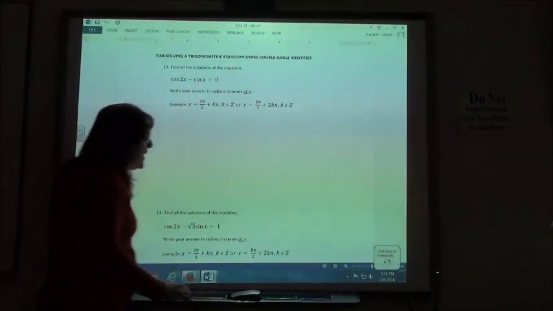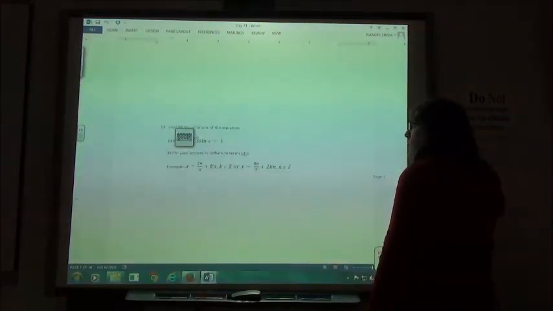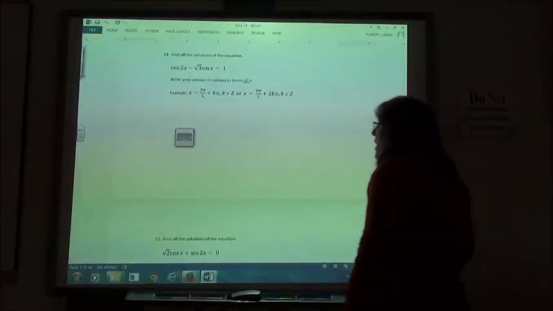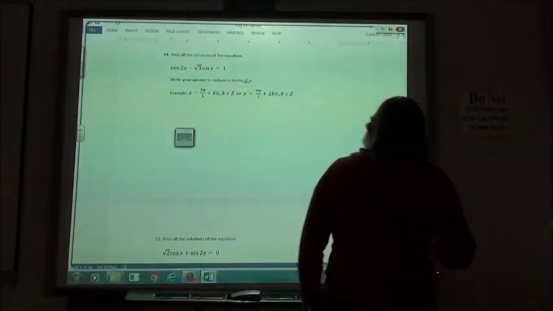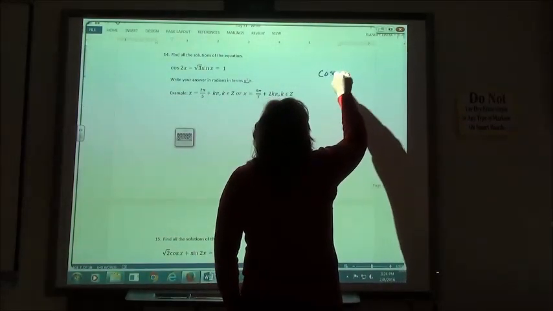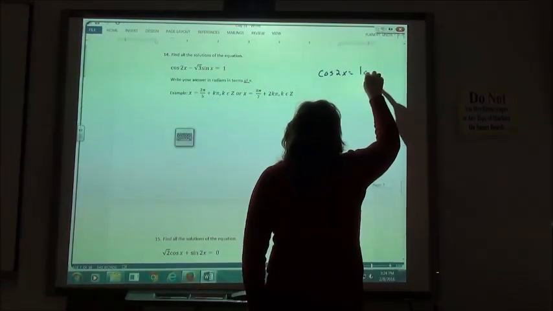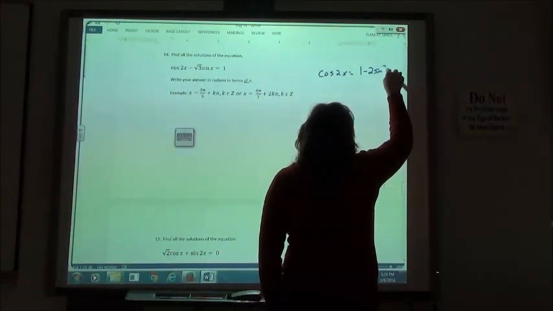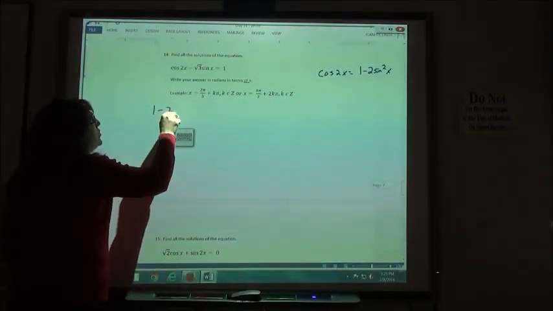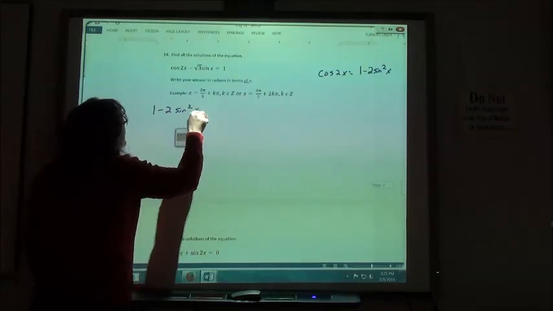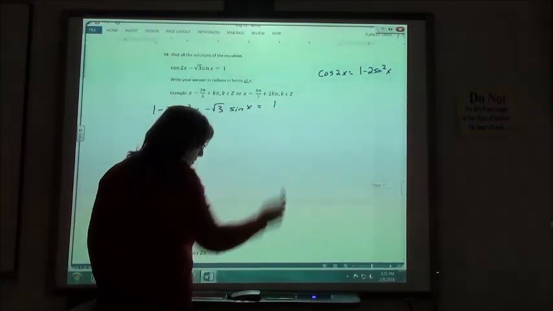So number 14, same kind of thing. If I can get the board moved. We have the cosine of 2x again. Since we have the cosine of 2x, that this is in terms of sine, we probably want to use 1 minus 2 sine squared of x. So 1 minus 2 sine squared of x minus the square root of 3 sine of x equals 1.